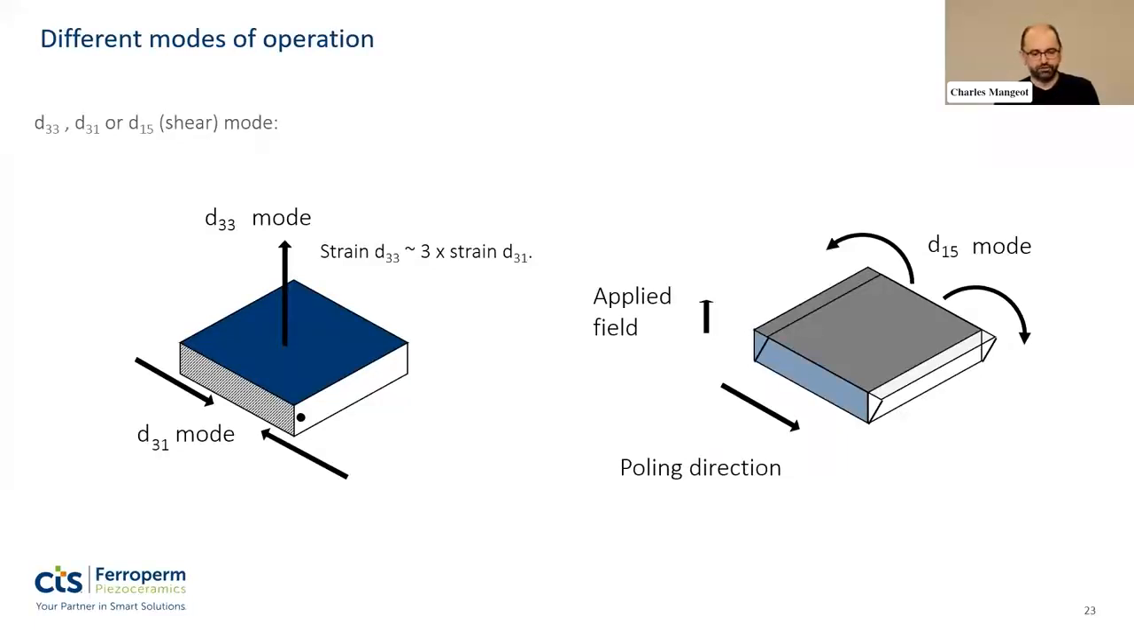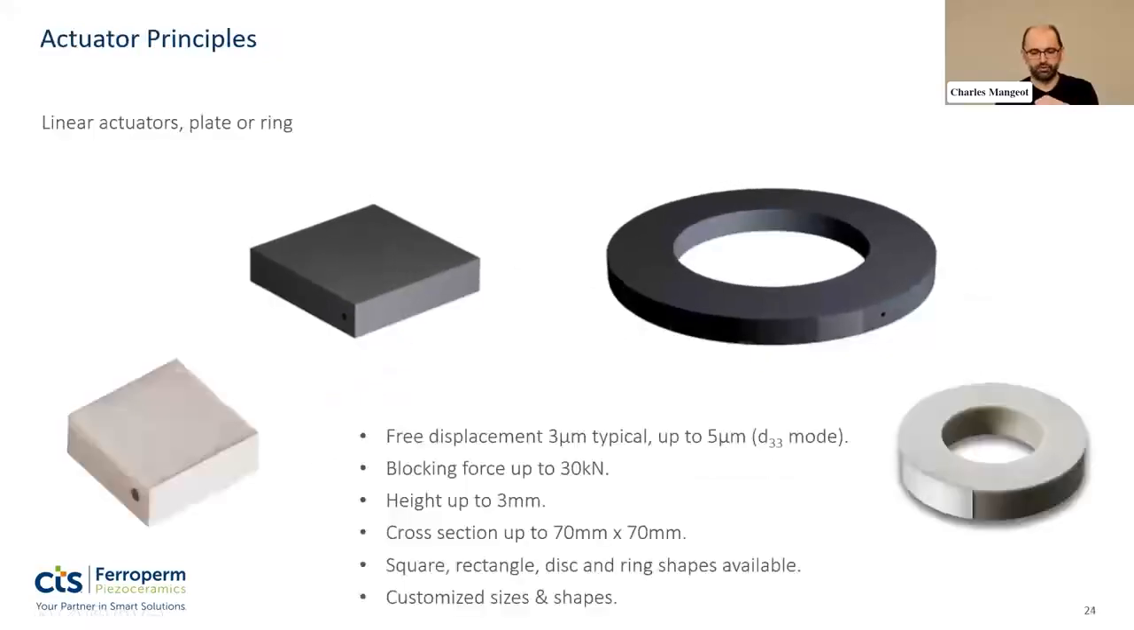Okay, moving on to the modes of operation. If you've seen the previous webinar, you know that we have what we call the D33, which is the response in the poling direction. We also have D31, which is the reaction across, so perpendicular to the poling direction. And you can actually use both for actuator applications. You can also use the D15, which is the shear response of the device. So when you apply a field that is perpendicular to the poling direction, then you have a shear motion of the device and the top electrode.